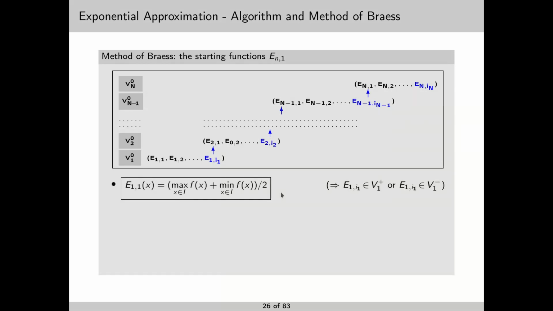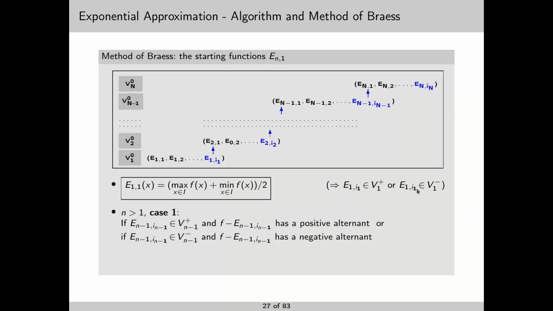The starting function for the calculation of the best approximation with respect to v sub 1 is the constant function e11. Note, here the best approximation is either an element of v sub 1 plus or v sub 1 minus. For the sets v sub n with n greater than 1, there are two cases.